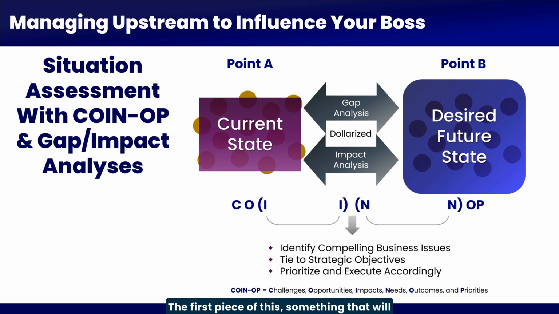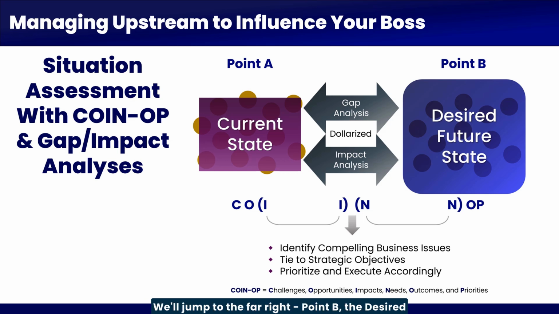The first piece of this, something that will be foundational to helping us influence, is to conduct a situation assessment with CoinOp and do a gap and impact analysis. The situation assessment is very easy conceptually. On the left side, you see the current state and the challenges and opportunities that are there, and the impacts of not addressing them, of not solving the challenges or enabling those opportunities.